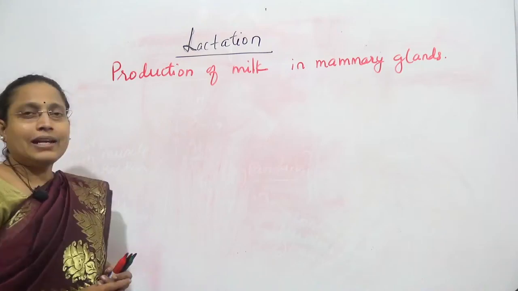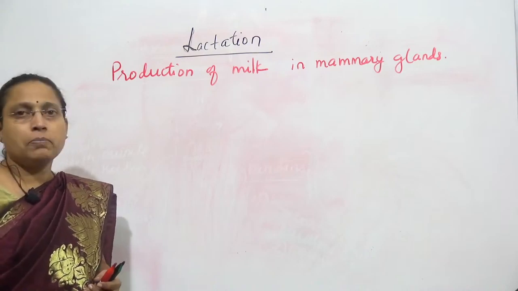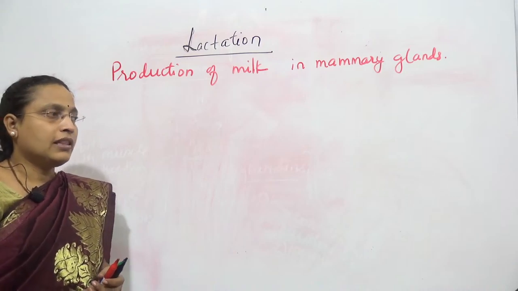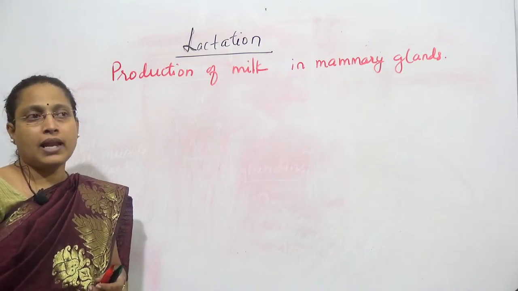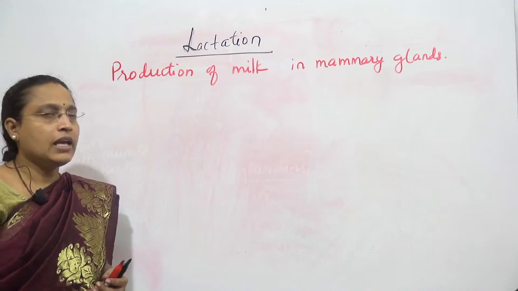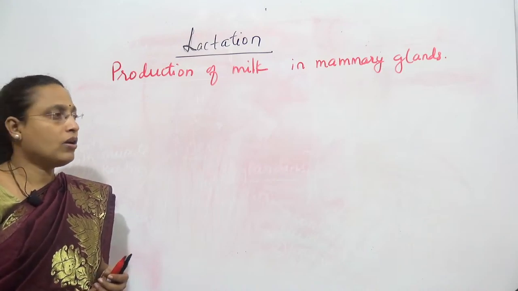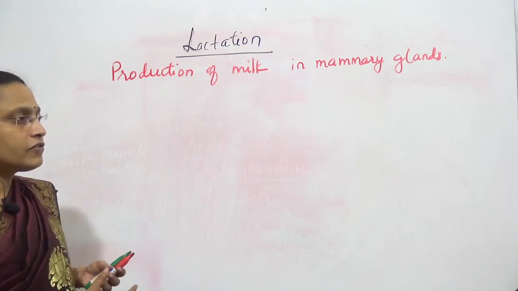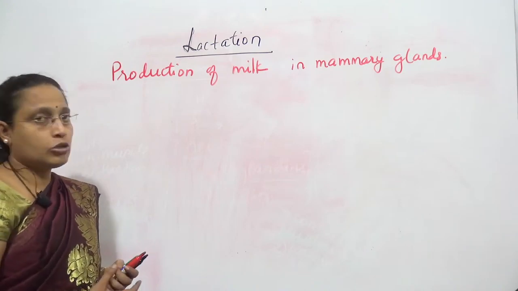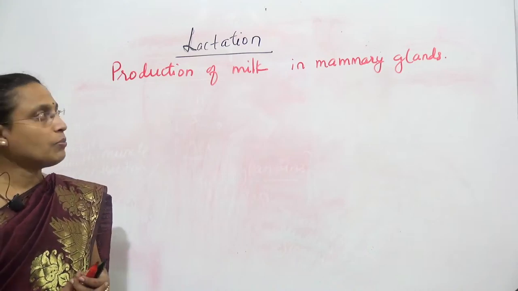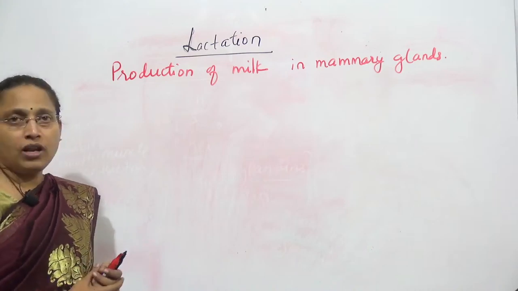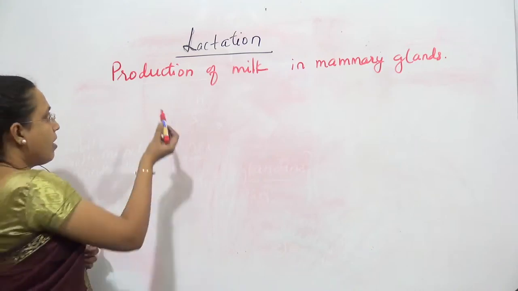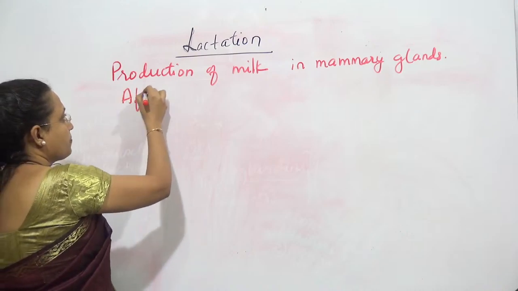Now, lactation begins after parturition; the production of milk can begin after parturition. This is also a neuroendocrine mechanism. So release of milk, milk ejection, milk production, all will be due to the neuroendocrine system. That means there is a nervous stimulus, and at the same time there is also a hormonal influence for production of milk.